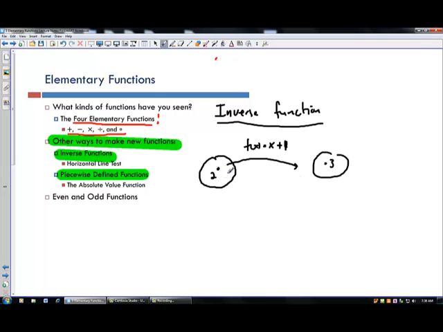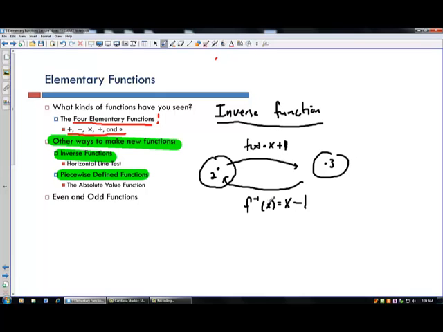Whenever you have a process and it's taking you some way, it's always nice to have a process that's going to take you back. And the process that takes you back, in this case, is called the inverse function. And we write it as f inverse of x. And if you think about it, this one's real easy. If you add 1, what's the opposite of adding 1? Well, you'd say, hopefully, subtracting 1. So the inverse of f in this case is subtracting 1.